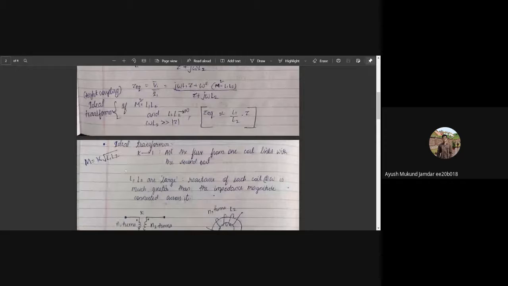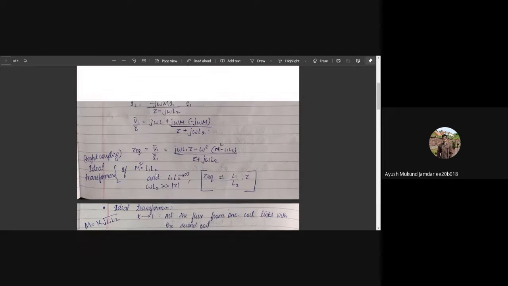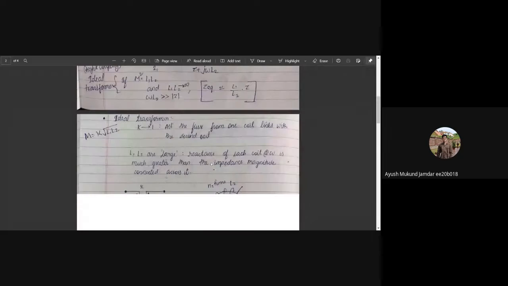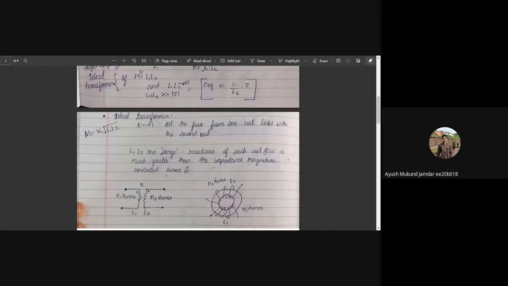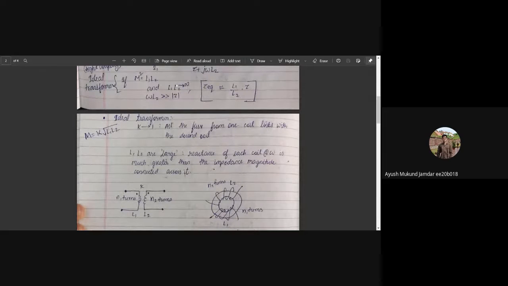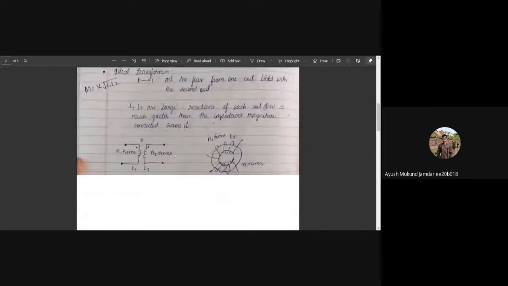What does this mean? So ideal transformer, when we talk about M is K times square root L1 L2. If K tends to 1, all the flux from one coil will go into the other. And this is again the second case that was here, that is if L1 L2 are very large, the reactance of each coil at omega is much greater than the impedance magnitude connected across it. That is, omega times L2 is very greater than the magnitude of the impedance Z.